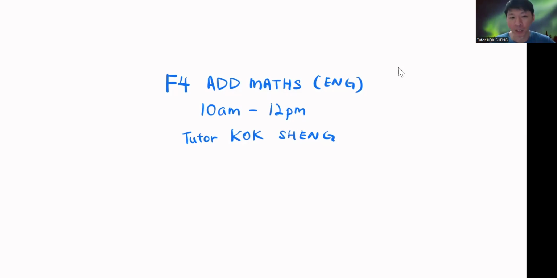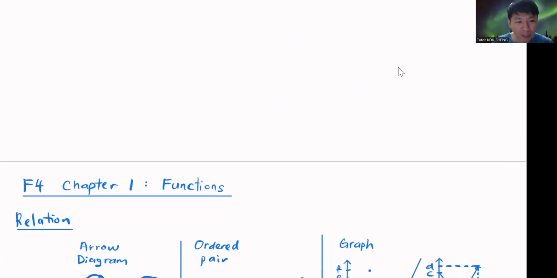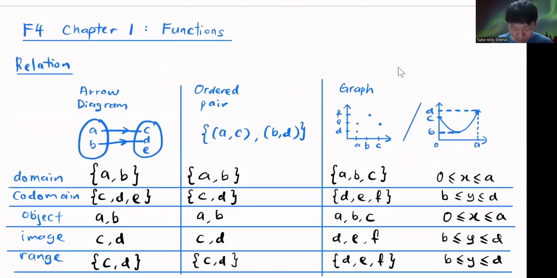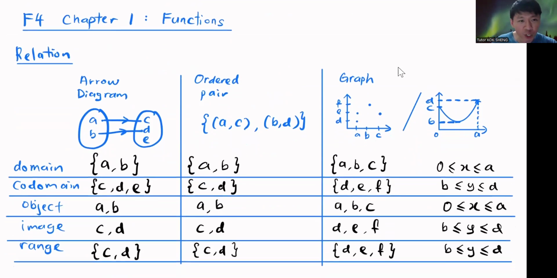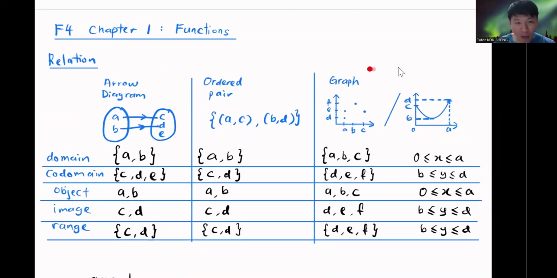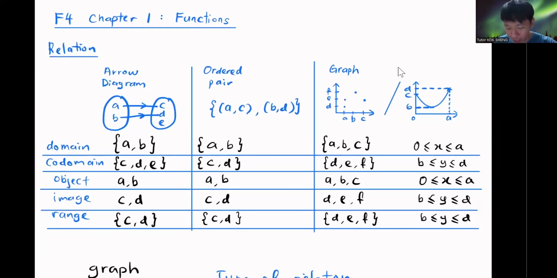What do we have in the chapter? Sorry, I prepared something for you to see here. This one, no need to copy. Maybe you can screenshot, it will be faster for you. So the first thing in chapter one, functions, is this part here. These 5 things: domain, codomain, object, image, and range. I already gave some examples for you to see: an arrow diagram, ordered pairs, and the graph here. Let's go through it one by one.